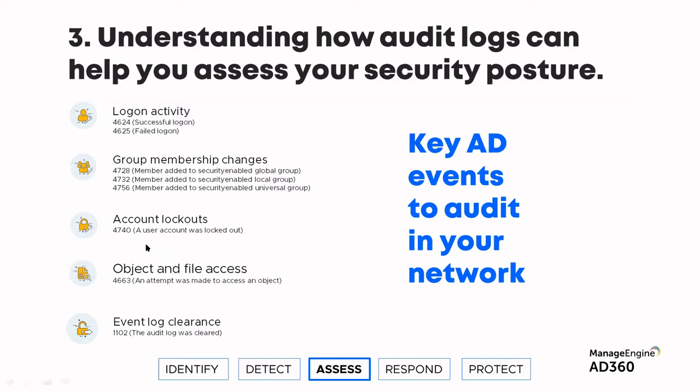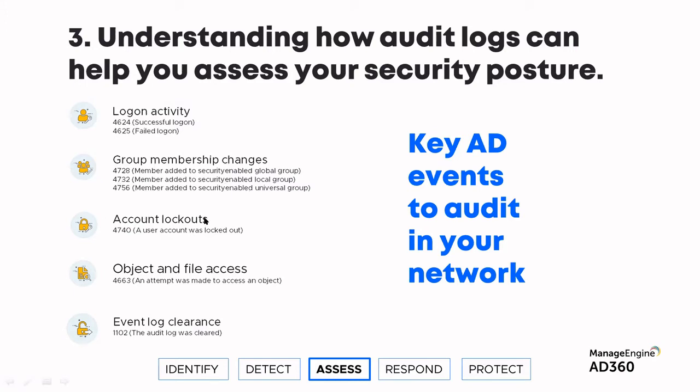The five top ones that I thought you'd really want to do right away would be group membership changes. We spoke about privilege creep and privilege escalation. So if you get hold of these three event IDs tracked, 4728, 4732, 4756, you'd be on top of the situation. So is the case with account lockouts.